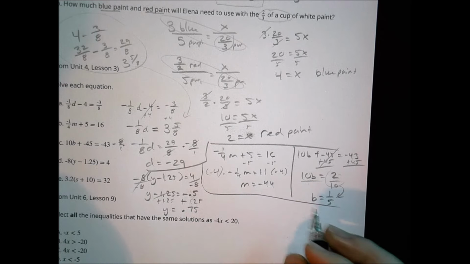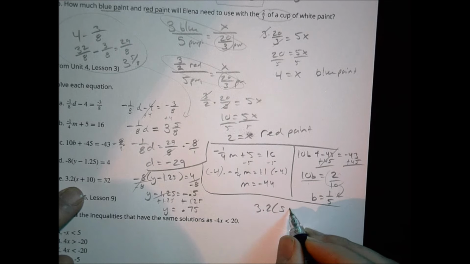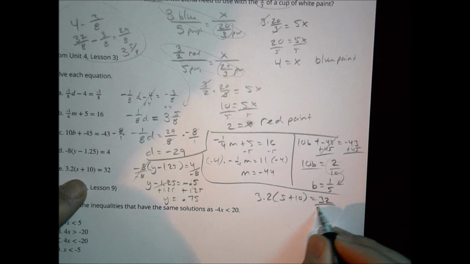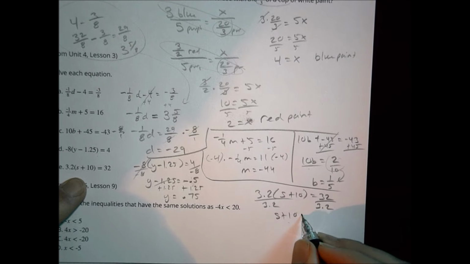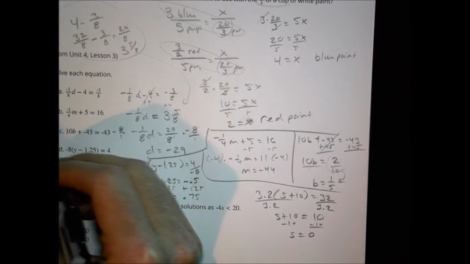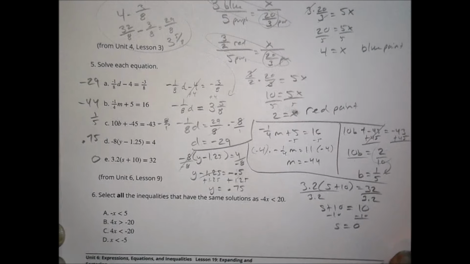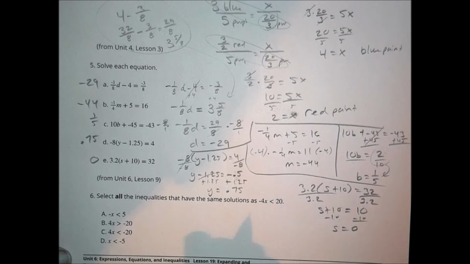And then finally, this last one, 3.2 times s plus 10 equals 32. Divide both sides by 3.2. s plus 10 equals 10. Subtract 10, subtract 10. s equals 0. And that is a fine answer. It's a little strange, I know, probably to you, but that is an okay answer. So those become my solutions and the steps. A little quick and messy there, I know, but you've got to just work it out.